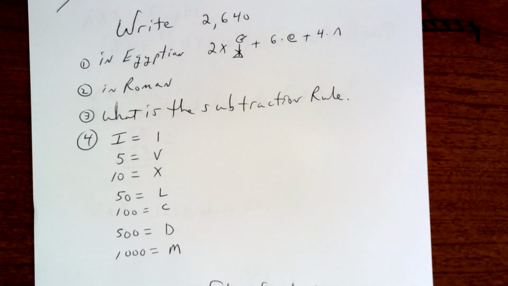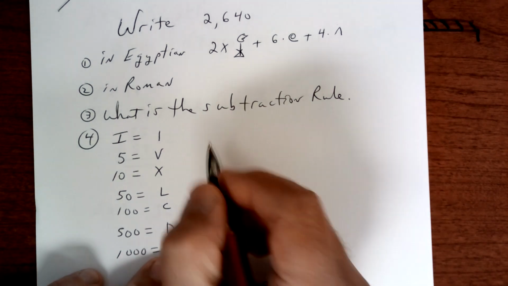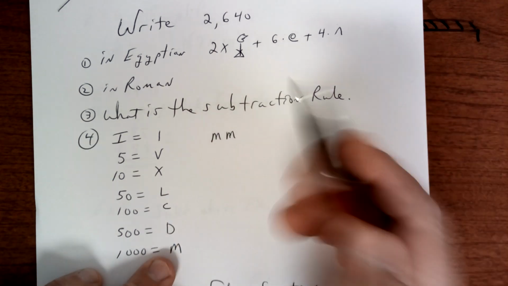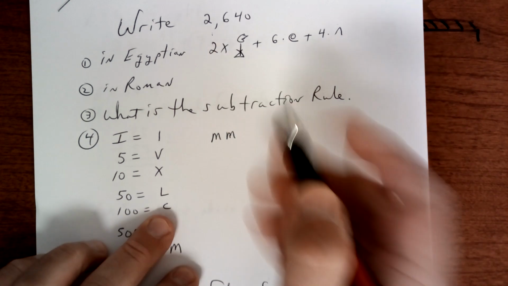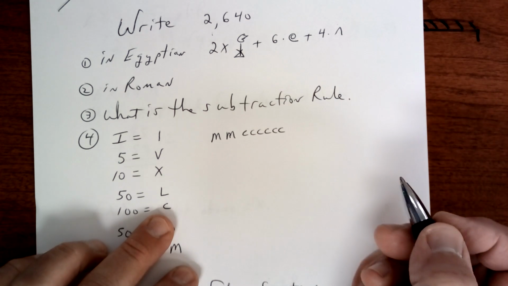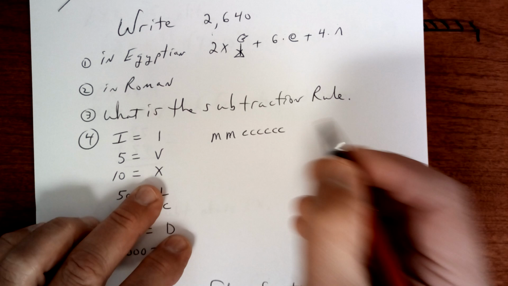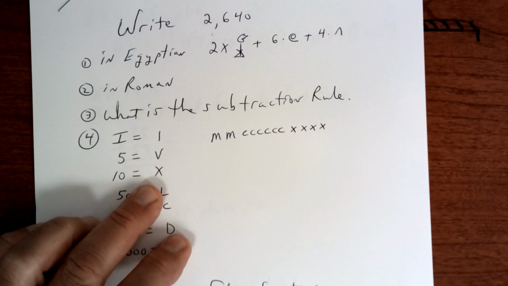So if we're going to write it as Romans, okay, so we have 2,000, so that's going to be 2 M's. So that's going to be M, M, all right, 2 of those. Then we have 600s, so it's going to be C, C, C, 6 of those. And then we have 40, so that's going to be 4 of these 10s. And that should do it.